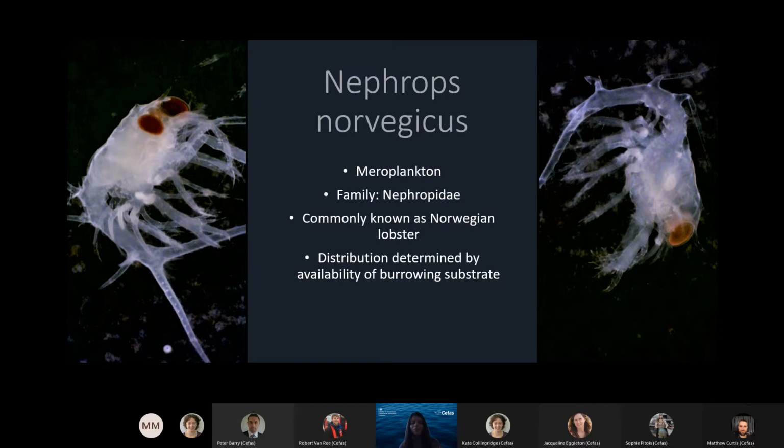So being an example of meroplankton, only the larval stage is planktonic and lives within the water column. Therefore, the highest numbers of this species are found in the north of the European region, as its distribution is determined by the availability of suitable substrate for the adults to burrow into.